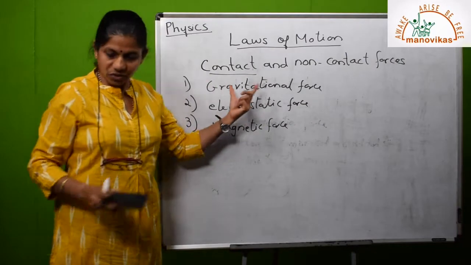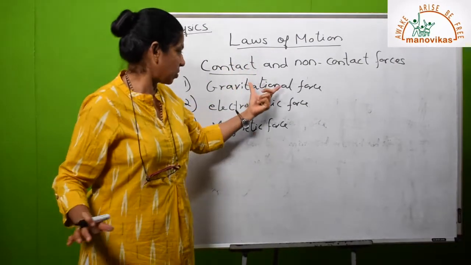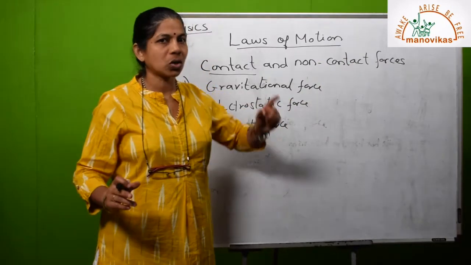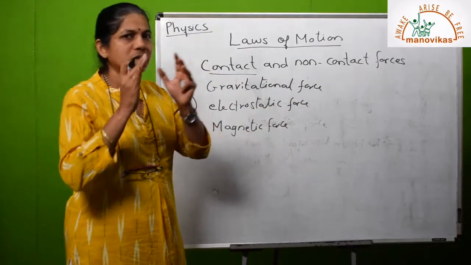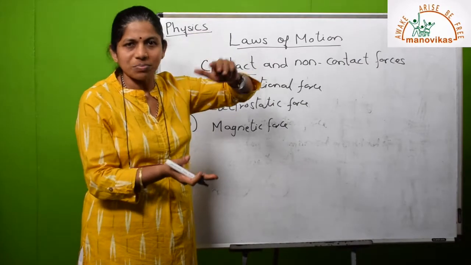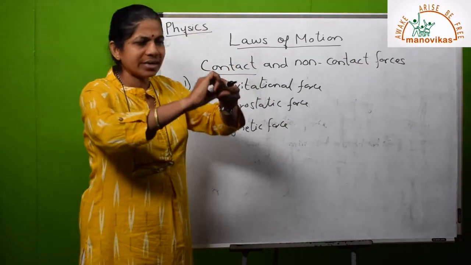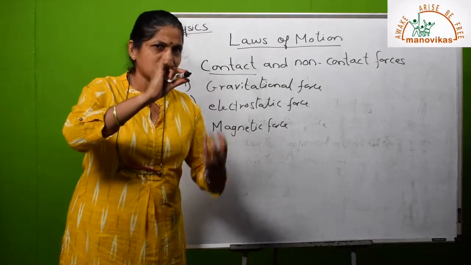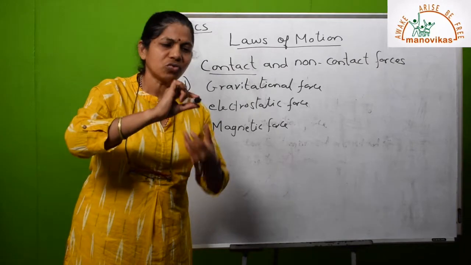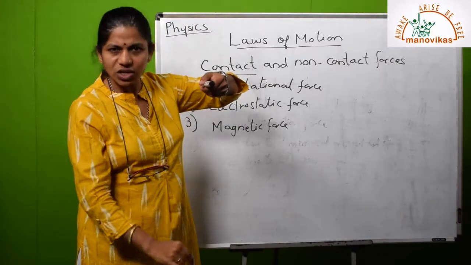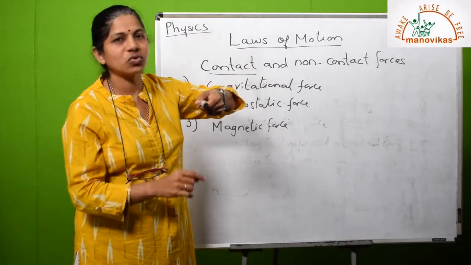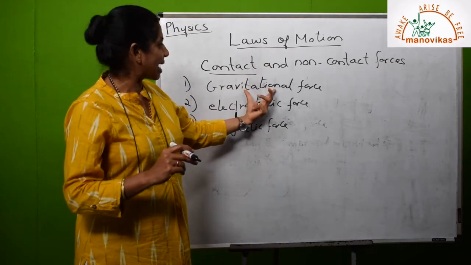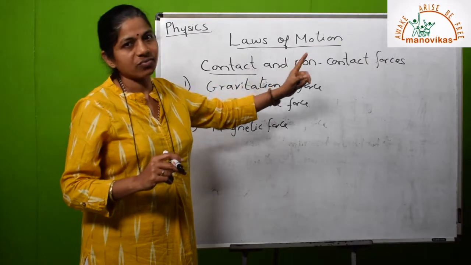Now, gravitational force, all these three are in fact examples of non-contact forces, because there is no contact between the two objects. Like the moment I release this pen, due to the force of gravity, due to the earth's pull, you find this pen will come down. So initially there is no contact between both. So this is an example of gravitational force, which is a non-contact force.